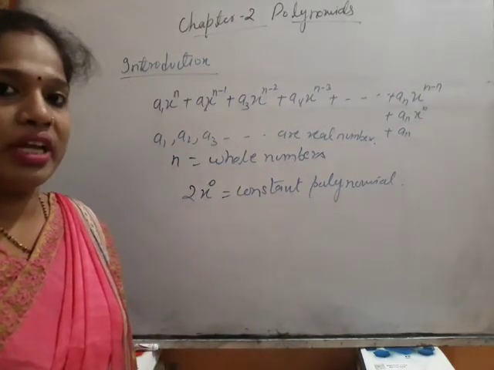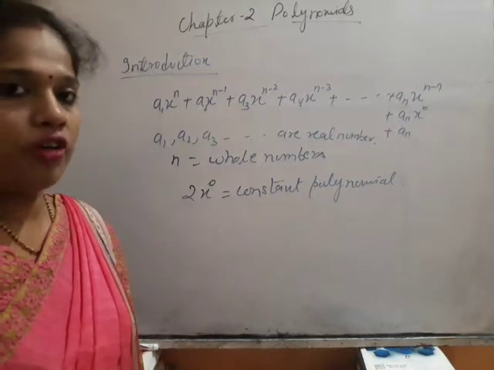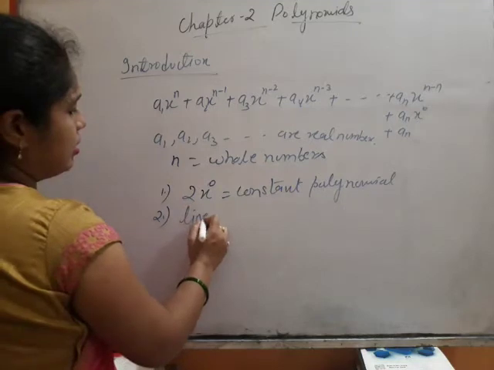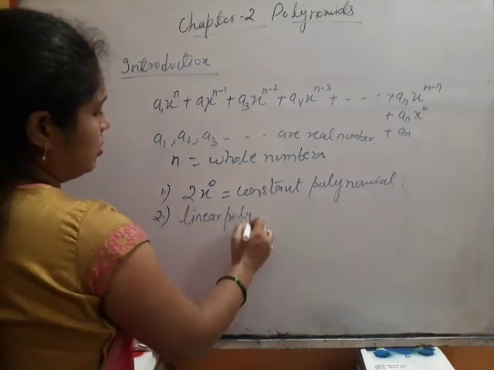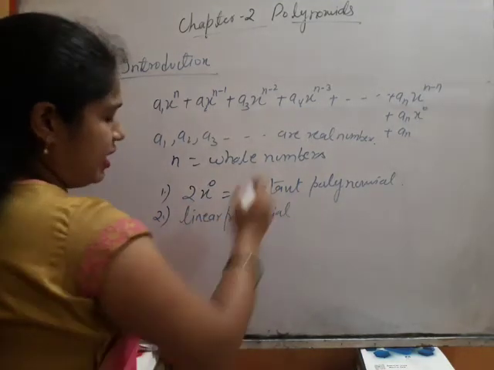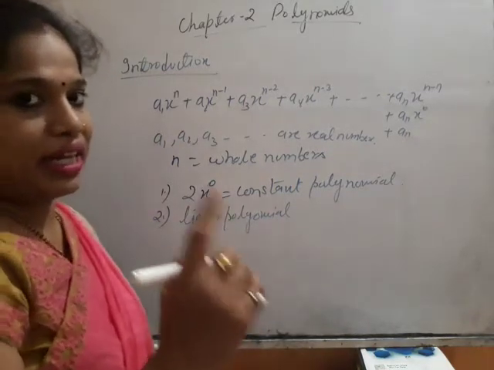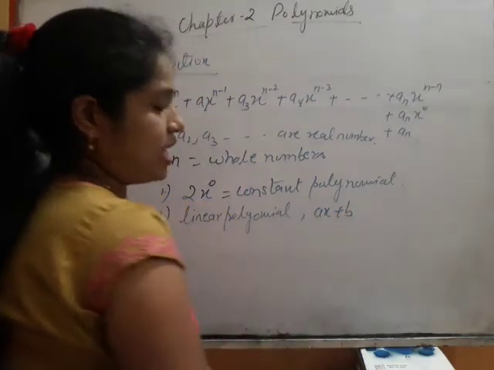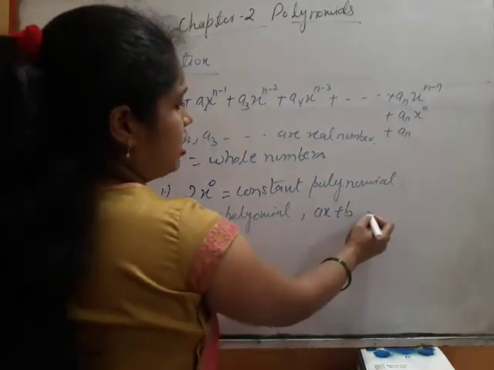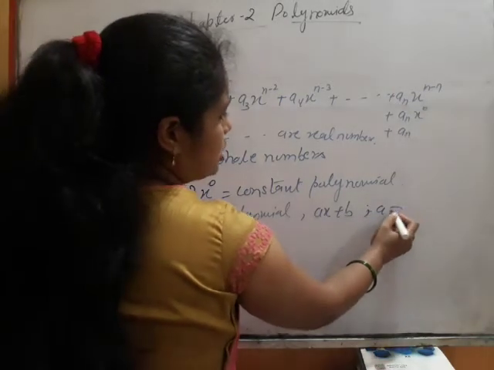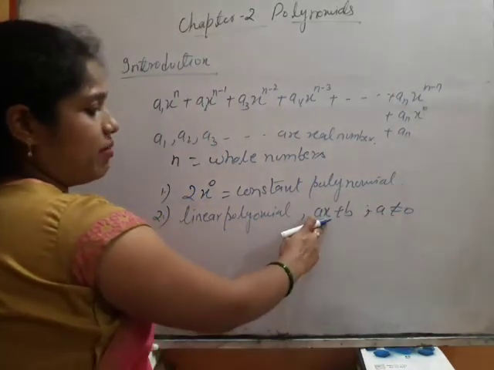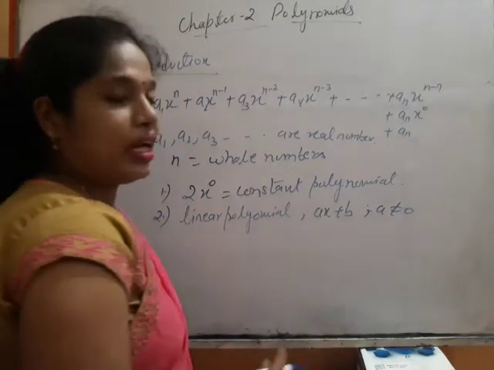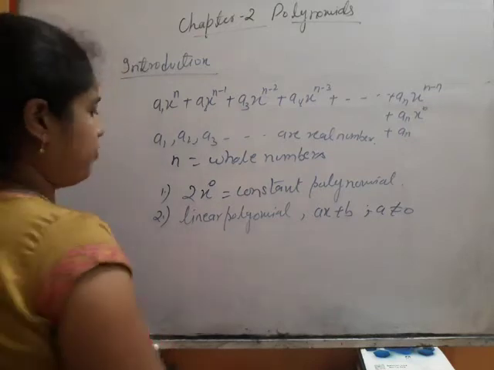So on the basis of degree, there is a classification of polynomials. If this was degree 0, then the second is the linear polynomial. Linear polynomial means degree 1. The standard form is ax plus b, where a should not be equal to 0, because if a becomes 0, the whole term will be 0 and it will be a constant polynomial. It will no more be a linear polynomial, okay.